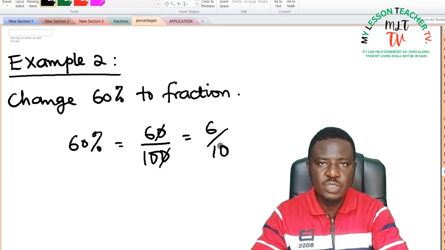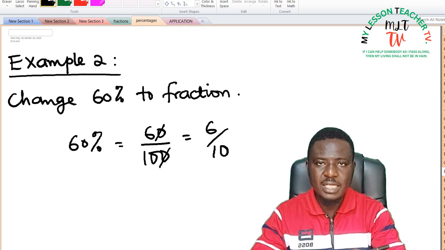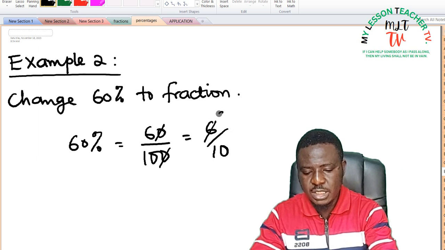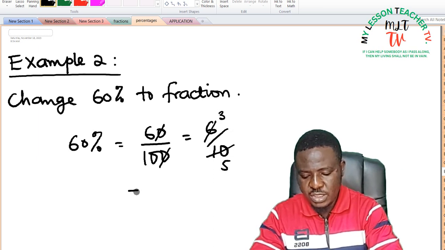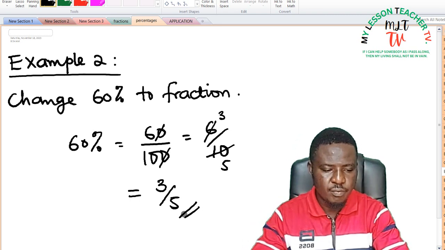And I can still reduce 6 over 10 to its lowest term by dividing both the numerator and the denominator by a common factor, which is 2. 2 into 6 is 3. 2 into 10 is 5. So 60% is equivalent to 3 over 5 as fraction.